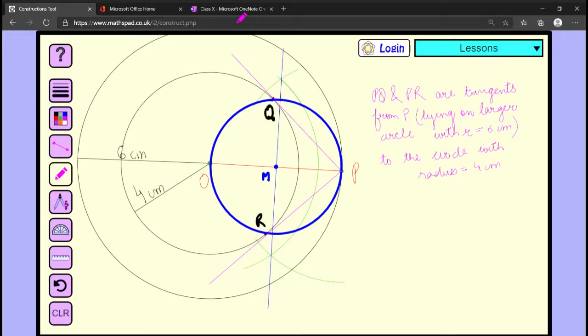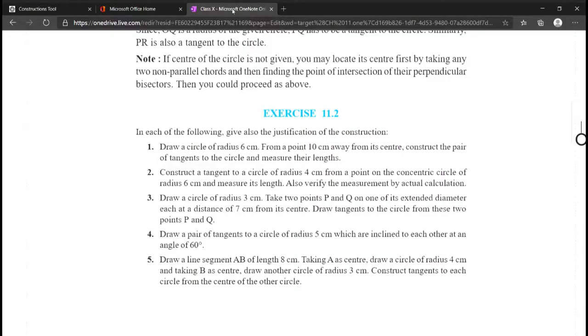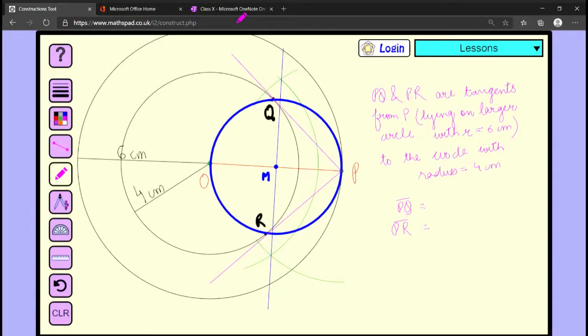This is what we have. We want to measure the lengths of PQ and PR. Then we want to verify it with actual calculation. Let's check the question again. Yes, it says measure the length and verify the measurement by actual calculation. Let's measure the length of the tangent PQ.